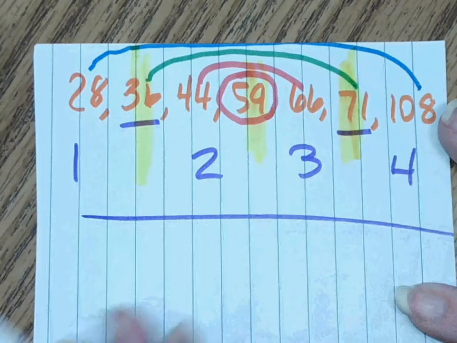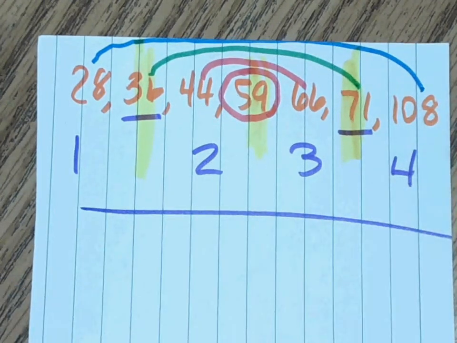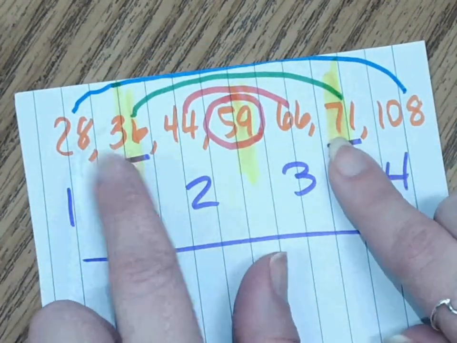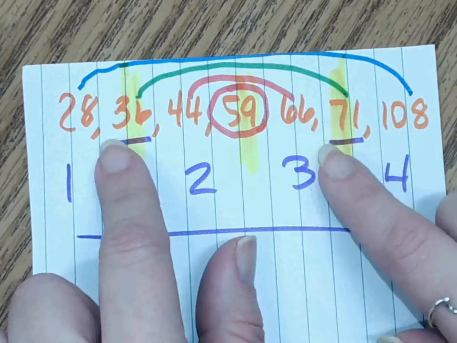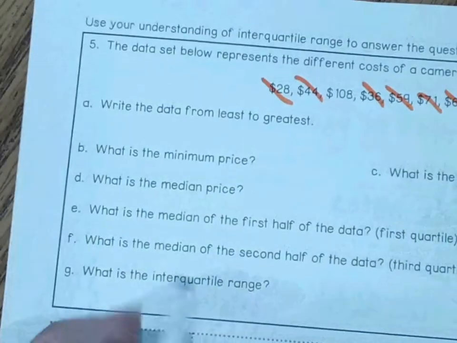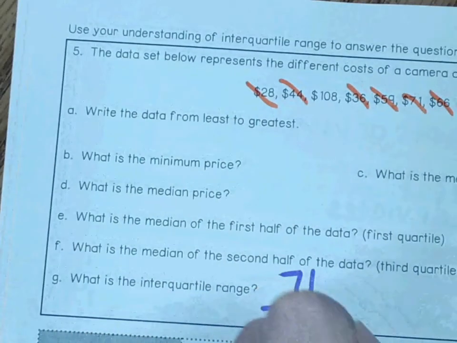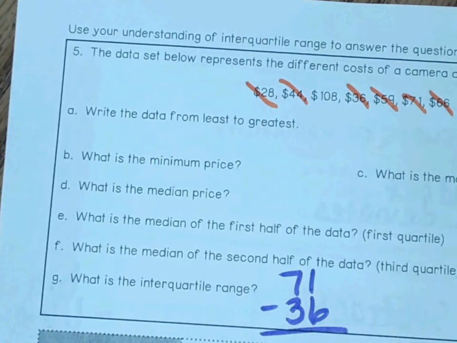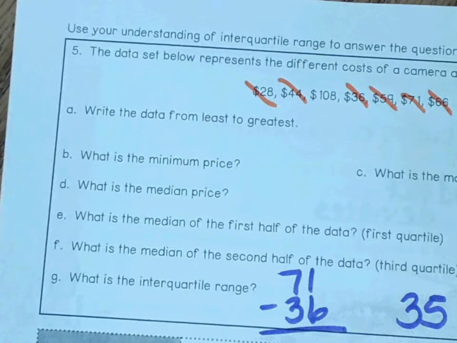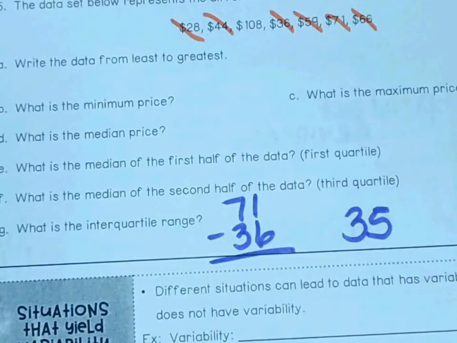So anyway, to find the interquartile range, I'm going to subtract 71 and 36. So to find the interquartile range, I do 71 minus 36. And what did you get? 35. So the interquartile range is 35. And I'll do another one with you in just a second.